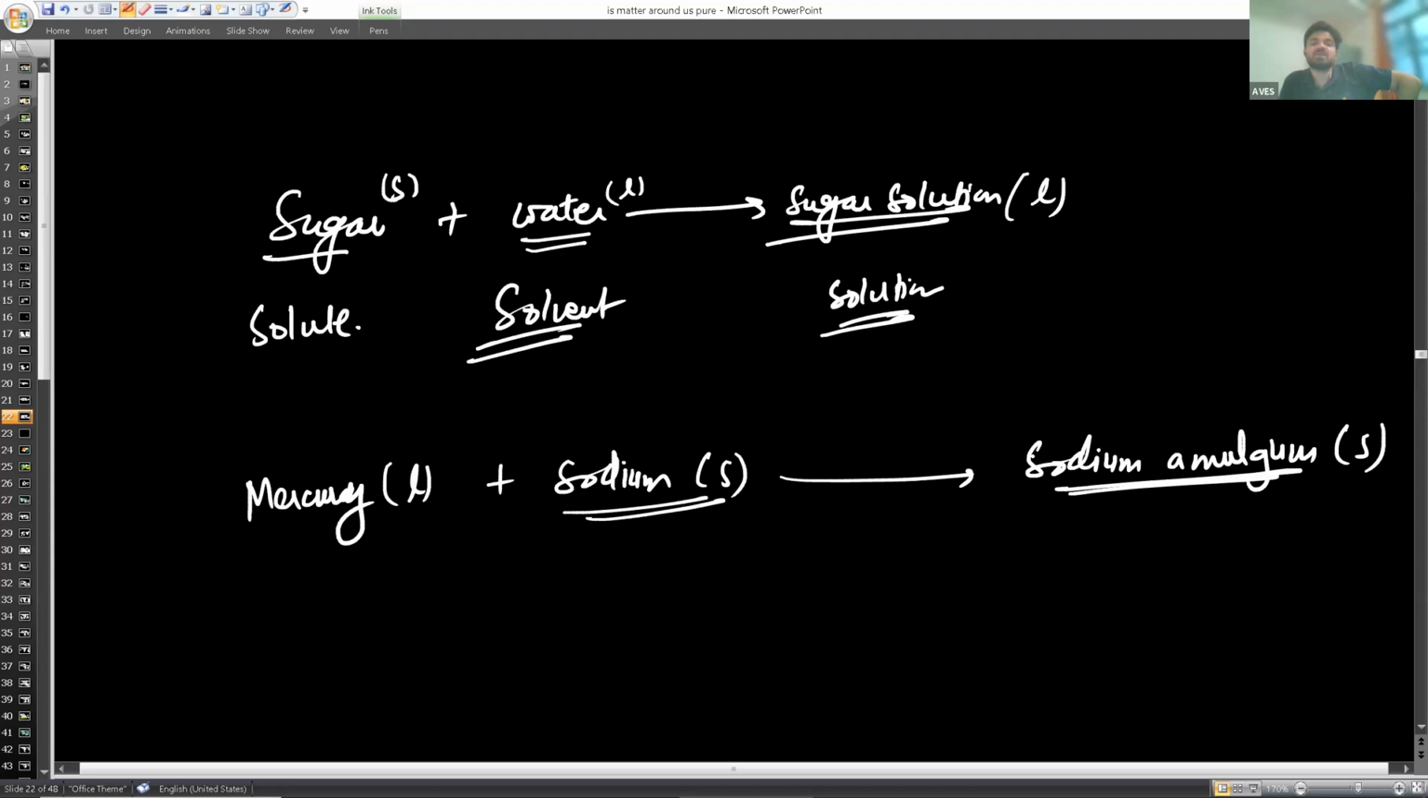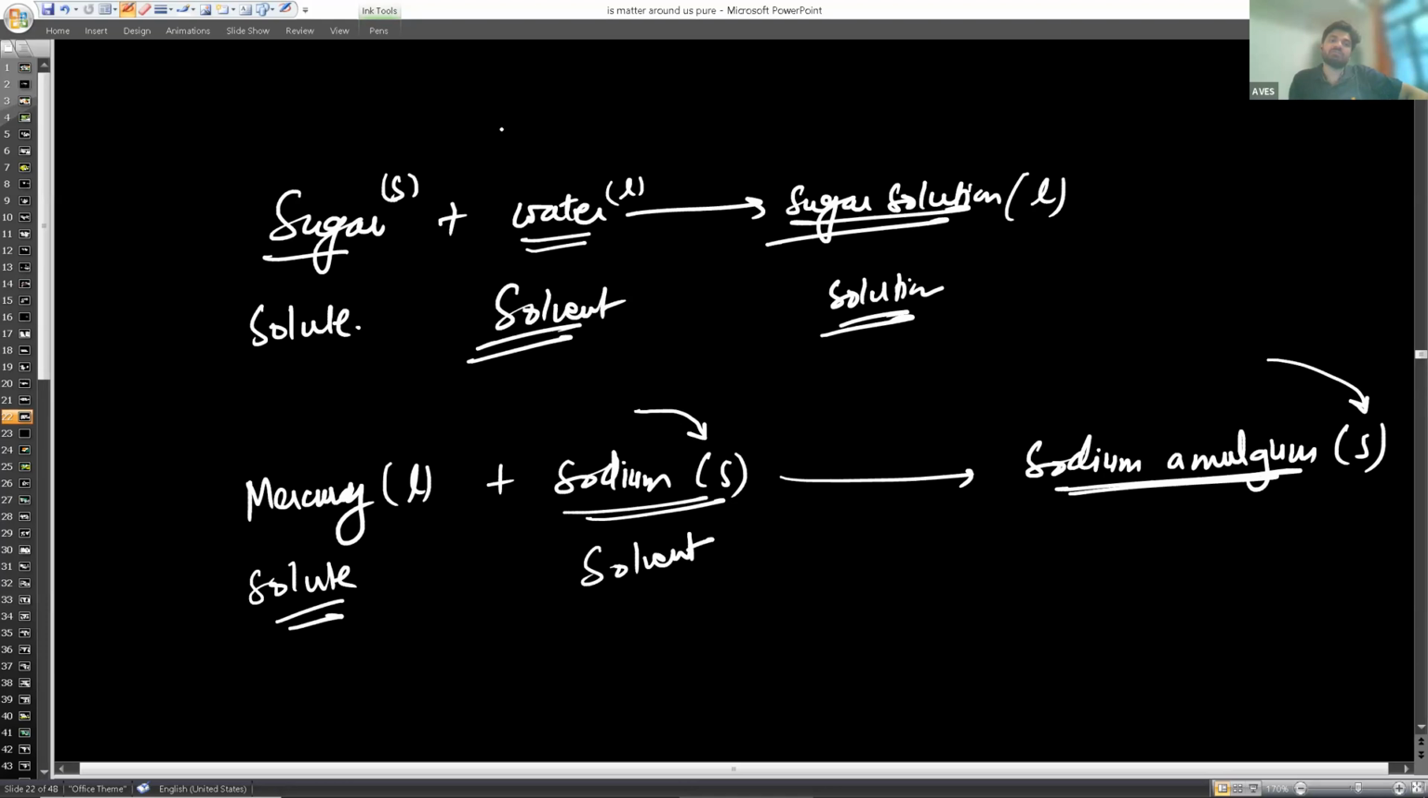Mercury is liquid, sodium is solid, and sodium amalgam is solid. Can you tell me which is the solvent? Sodium. Sodium is the solvent. Yes, I was just thinking that you always assume that the solvent is liquid. No. Here I'm saying that if the state of the solution is solid, then the component in the mixture which is solid is considered to be the solvent. Here sodium is the solvent and mercury is the solute. Are you getting my point? The state will be the same.